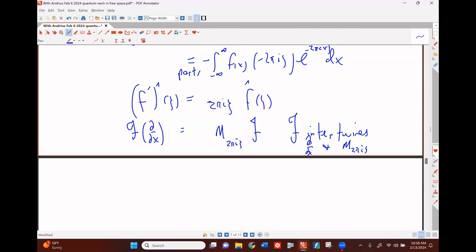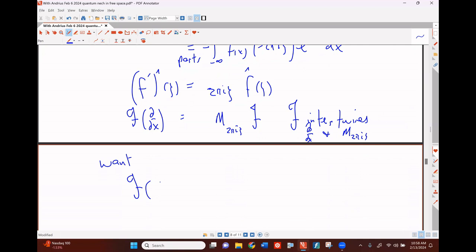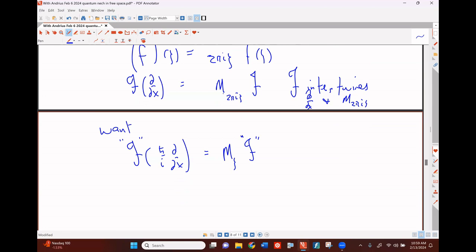But the problem is that we want to intertwine h bar over i d/dx with multiplication by the actual parameter. In other words, not by some scaled thing, because we don't want 2 pi, we don't want that junk here. Now, the way to get rid of the i is you simply divide out by the i here. Okay, so that's going to take care of that.